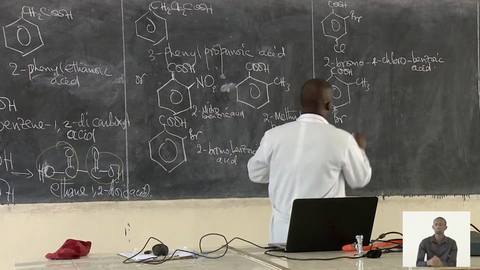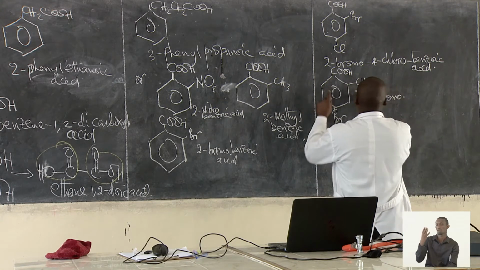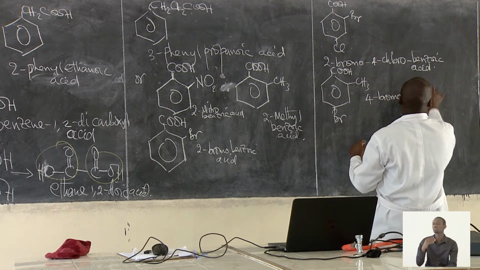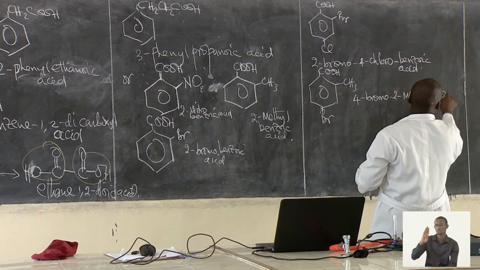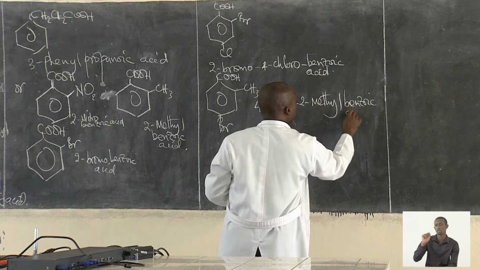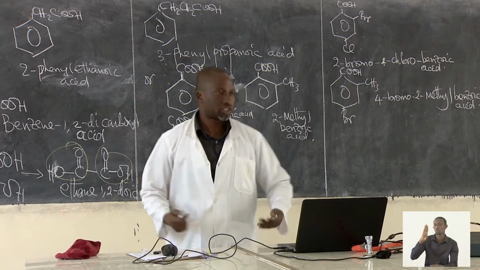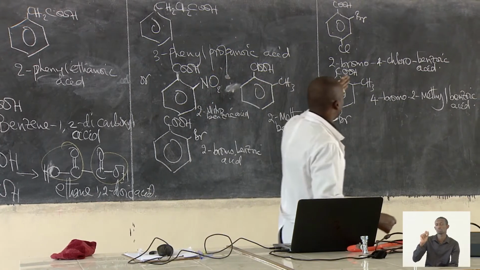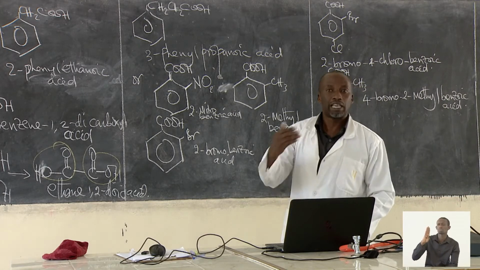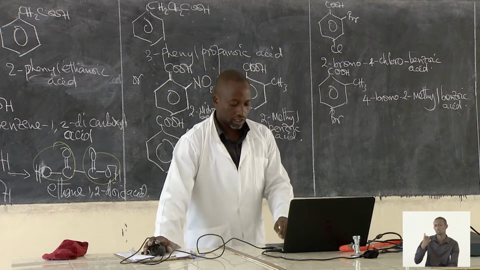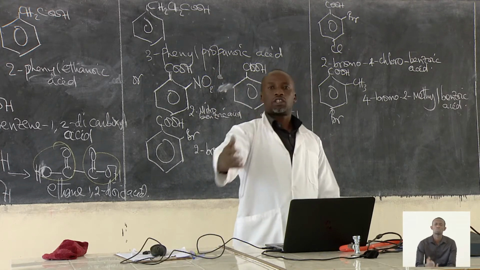So this one will be 4-bromo, 2-methyl benzoic acid. Or benzene carboxylic acid. So you don't need to use the word benzoic acid; you can still use the words benzene carboxylic acid, as we have seen. So these are some other examples that I've been giving.